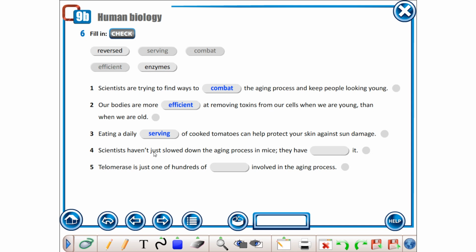Scientists haven't just slowed down the aging process in mice, they have reversed it. Telomerase is just one of hundreds of enzymes involved in the aging process. Okay, у нас все получилось верно.